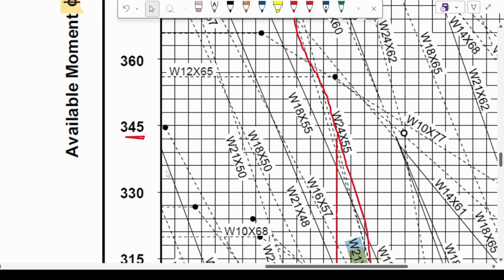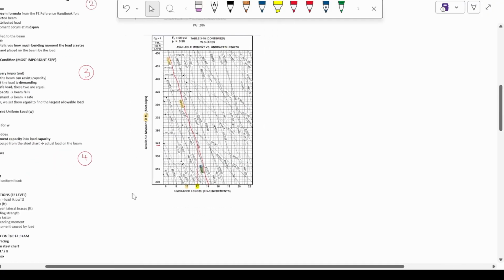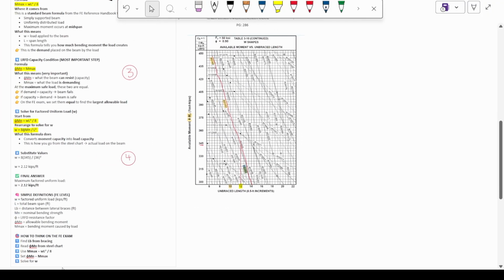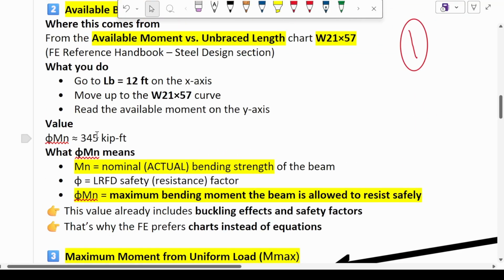So 1, 2, 3, 4, 5, that is 15. Each of these points is going to be 3 points. Based on this, you can accurately get your φMn value. So approximately 345. Now φMn is equal to 345 is obtained.